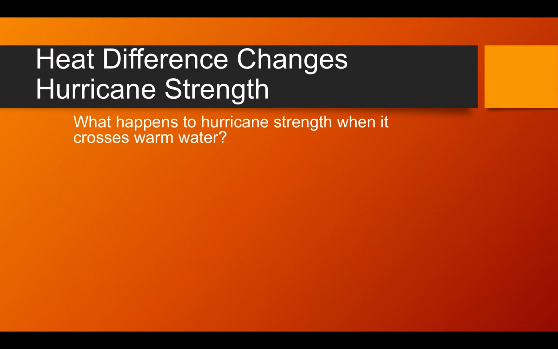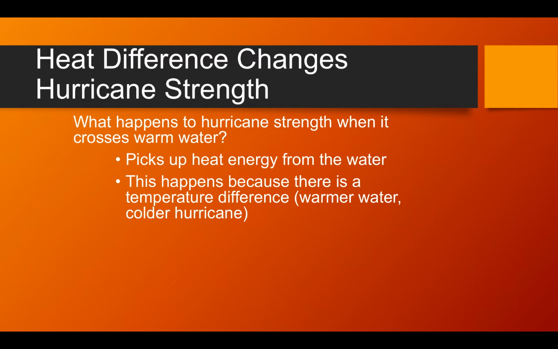Now let's think about hurricanes. What happens to hurricane strength when it crosses warm water? We know from experience again that it picks up heat energy from the water. The storms that start in the Caribbean are over very warm water, and that's where they pick up their strength. This happens because there is a temperature difference: warmer water and a colder hurricane above in the air. So the warm water is picked up by the hurricane, and it produces additional energy for that hurricane to build its strength.